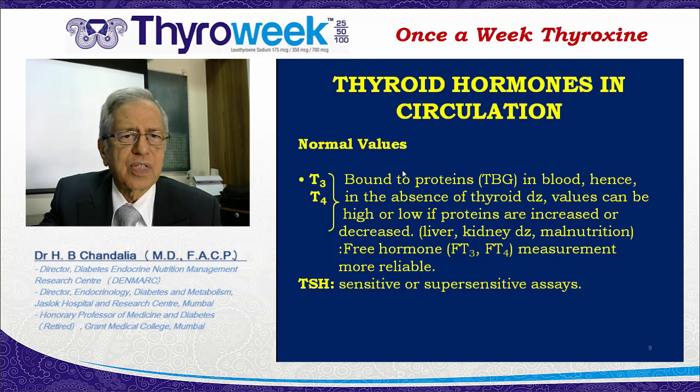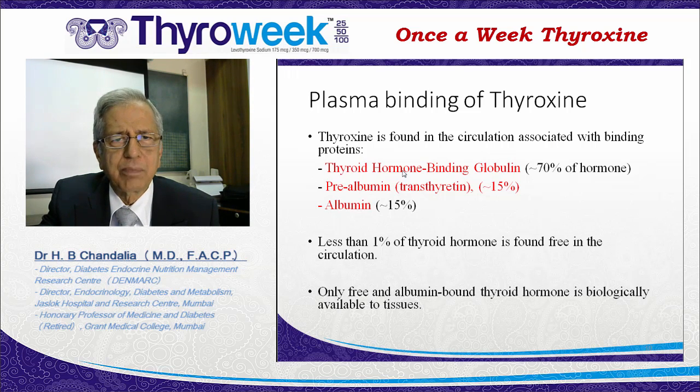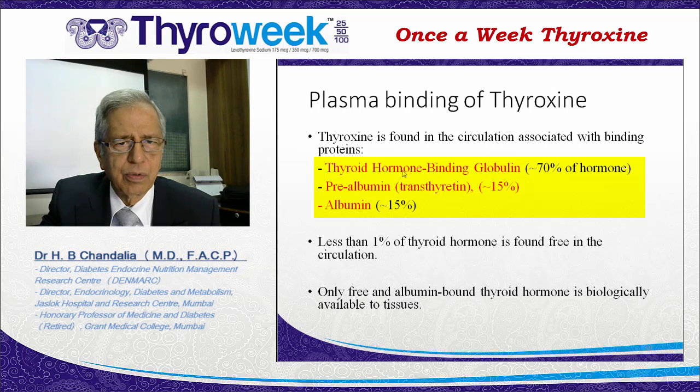The thyroid hormones which are measured are obviously triiodothyronine and thyroxine, which is T3 and T4, and of course TSH, which is always measured nowadays by a sensitive or supersensitive assay. It is very important to realize that the thyroid hormones, especially T4, are bound very avidly to a protein called thyroid hormone binding globulin. Almost 70% of the hormone is bound to this, and 15% is bound to prealbumin, and another 15% to albumin.